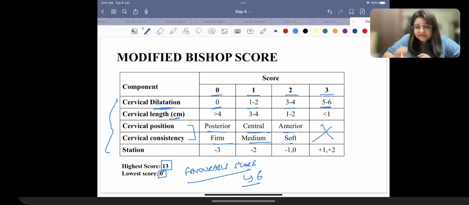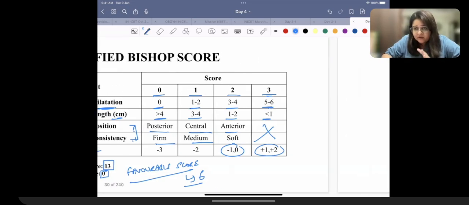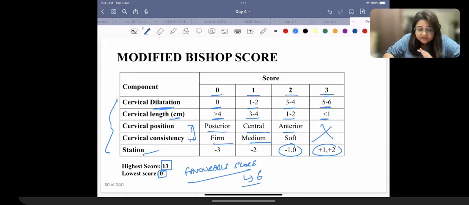Okay, length, I told you, uneffaced means 4 centimeters. Then you have 3 to 4, 1 to 2, and less than 1. Less than 1 means fully effaced. It's very, very thin. Then position and consistency are easy. Posterior, mid position, anterior, and firm, medium, soft. And then station from -3, then -2, then -1 and 0 are together, and the plus ones are together. So something which you have to keep remembering to understand how to calculate the Bishop score.